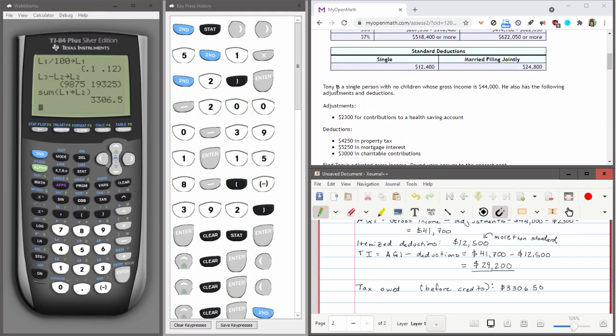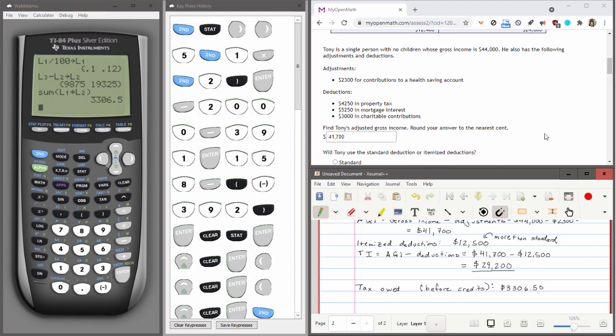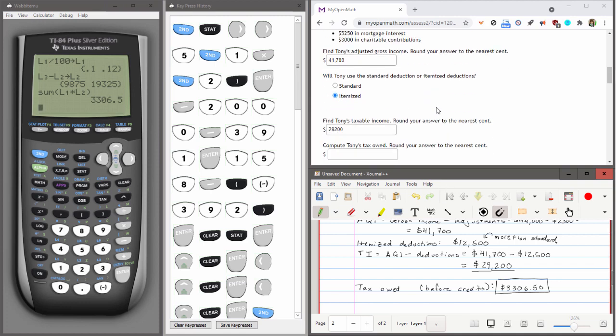Are there any tax credits? Adjustment, deduction, no mention of any tax credits. So since he has no credits, this is his total taxes owed.